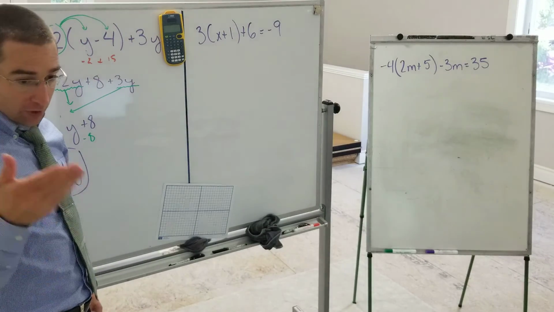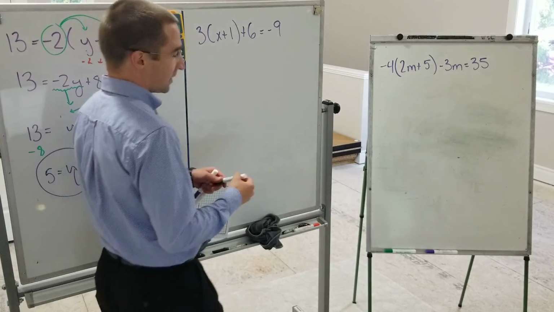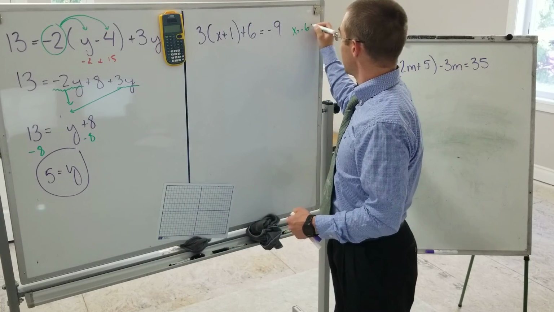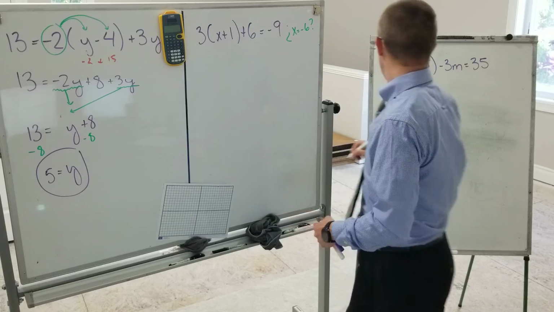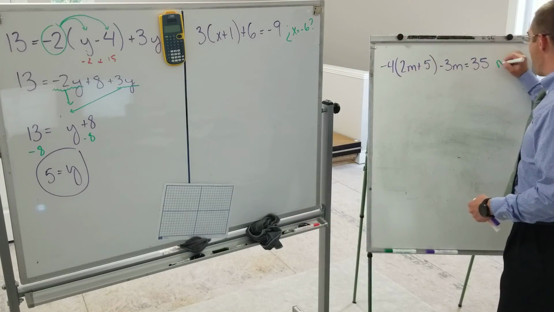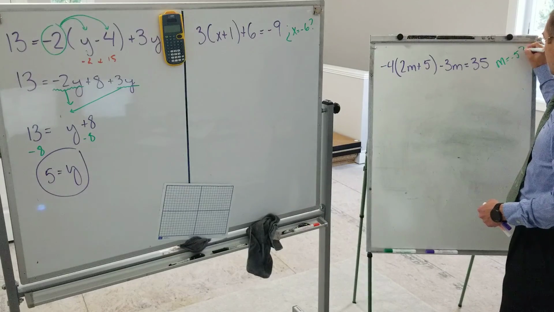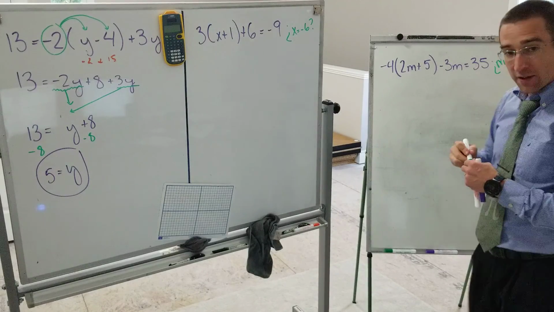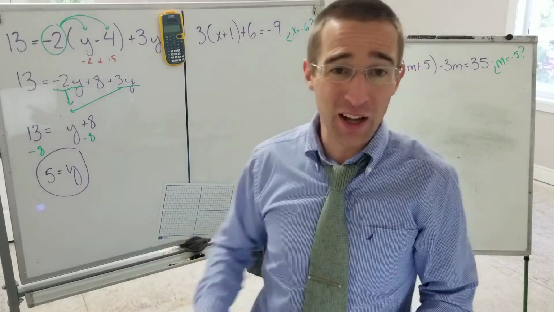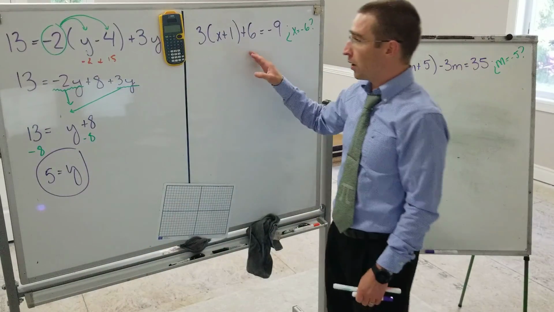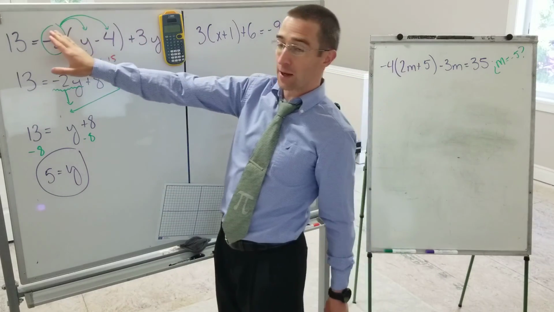Hopefully you paused it, hopefully you're back. Here, did you get x equals -6? And here, did you get m equals -5? If yes, you probably did it right. If not, let's go over it. Let's work through it. All right, step 1 here should be just like step 1 here.